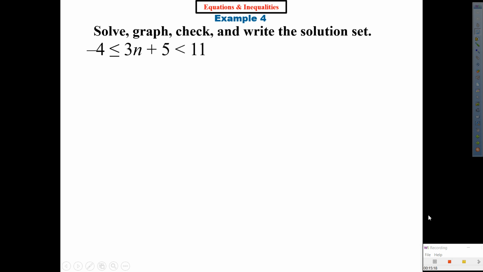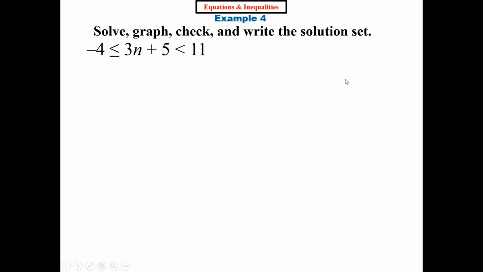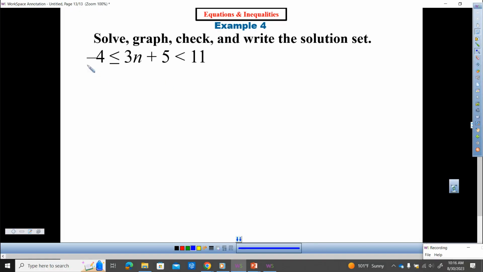We're going to put in some work just so that we get some practice in. Do this one together. You don't have to copy the instructions. Copy the inequality: -4 less than or equal to 3n plus 5 less than 11. Line down the inequality symbols. Step 1, simplify. Can we simplify the left? No. How about the right? No. How about the center? No. Step 2, isolate the variable.